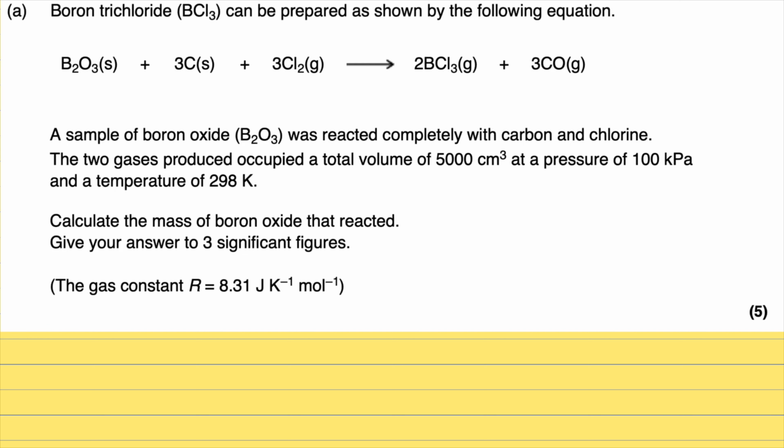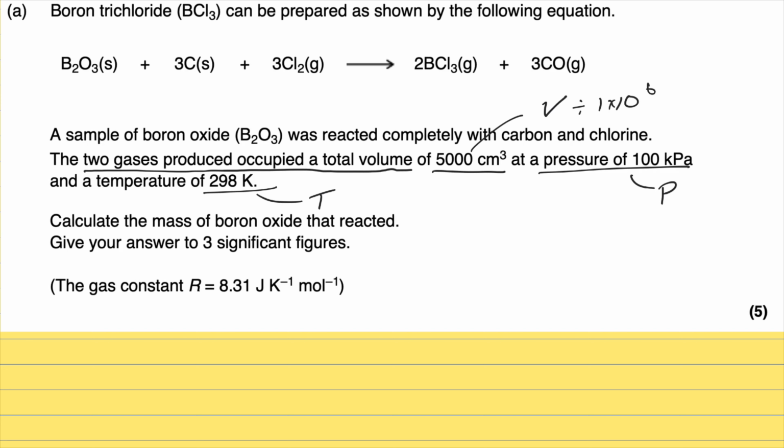So hopefully you've had a go at it. What I will say is a sample of boron oxide was reacted completely with carbon and chlorine. The 2 gases produced occupied a total volume of 5,000 centimeters cubed, so that's the volume. Pressure is 100 kilopascals and the temperature is 298 Kelvin. So we've got to convert that, so we have to divide that by 1 times 10 to the 6, and we've got to times that by 1,000 to convert the pressure.